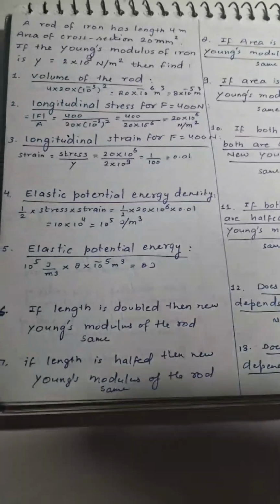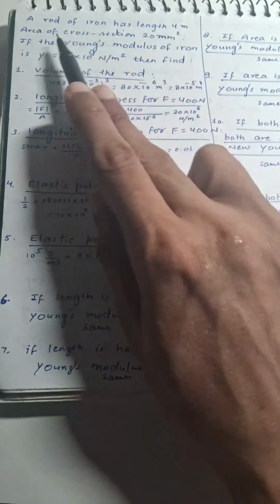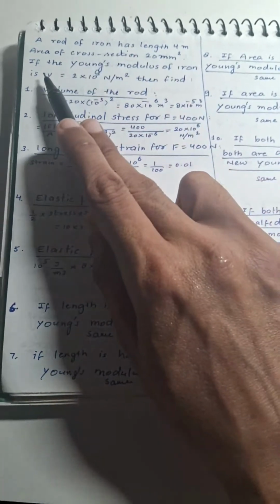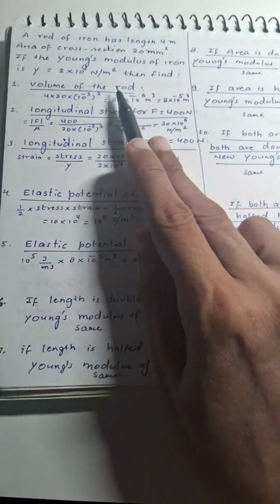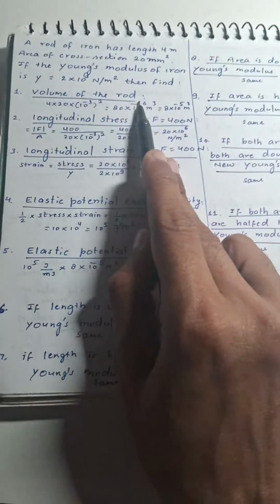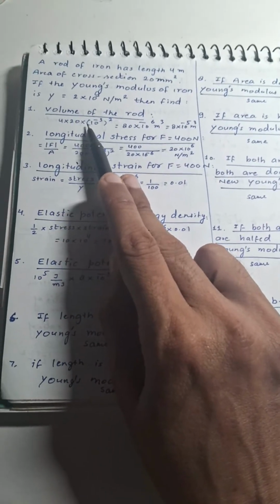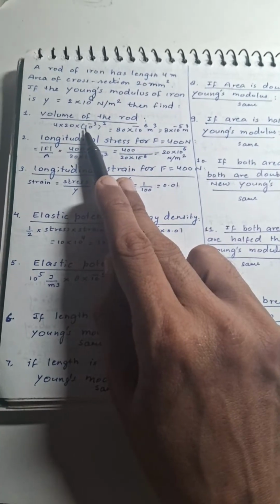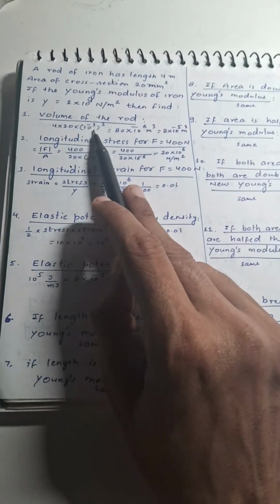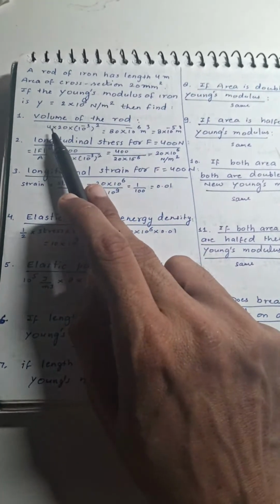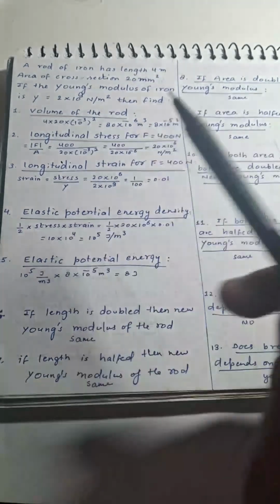Then we have another discussion on a numerical problem based on stress and strain. A rod of iron has length 4 meter, area of cross section is 20 mm square, and Young's modulus is given to be 2 into 10 to the power 9 Newton per meter square. The first question is the volume of the rod. Volume is area into length. Area of cross section here is 20 mm square, that will be 20 into 10 to the power minus 3 meter whole square, and length is 4. From here, if we calculate, it comes out to be 8 into 10 to the power minus 5 meter cube.